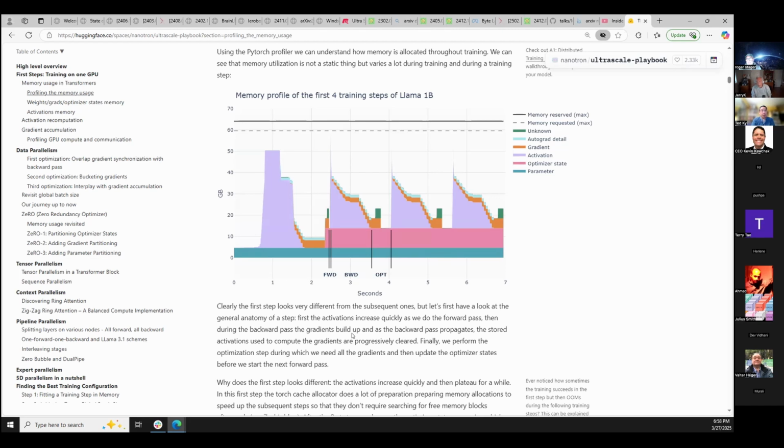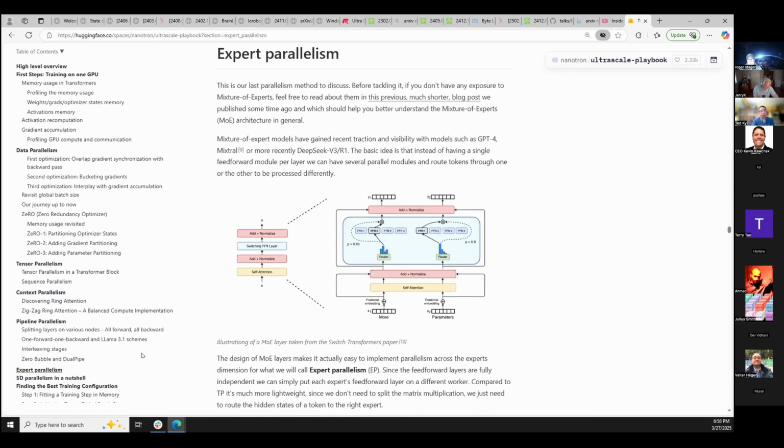All right. So with that, I think we'll just briefly talk about our fifth parallelism, which is expert parallelism, and then we can go into some of the later material in the article, as time permits, and then we'll be all done.